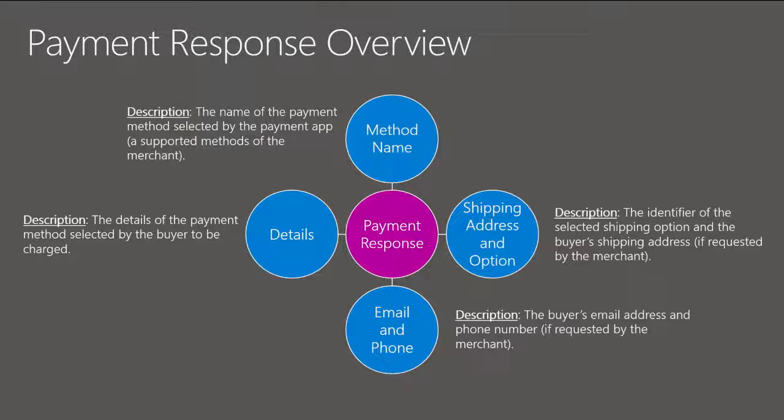Now that you've seen code for the payment request structure, let's just give a quick overview of the payment response. When a shopper has made their selections and proceeds to checkout, a response is constructed and passed back to the merchant. This response will contain the name of the method that was used, details of that payment method to be charged, and optionally the shipping address and contact information of the shopper.